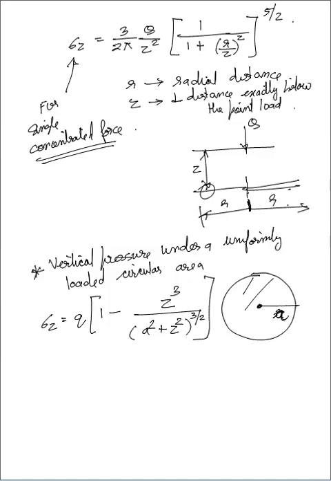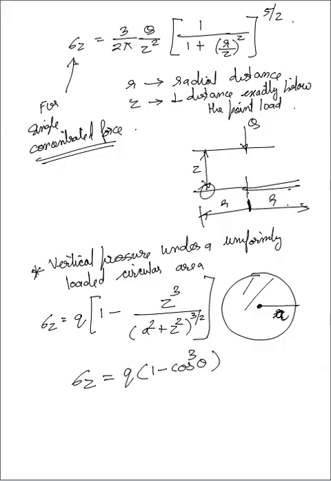We even have one different formula. Suppose the value of A is not given, we can write directly sigma Z is equal to Q into (1 minus cos cube theta). Many times they are not giving the radius, they are giving the angle. So we can apply this formula also.